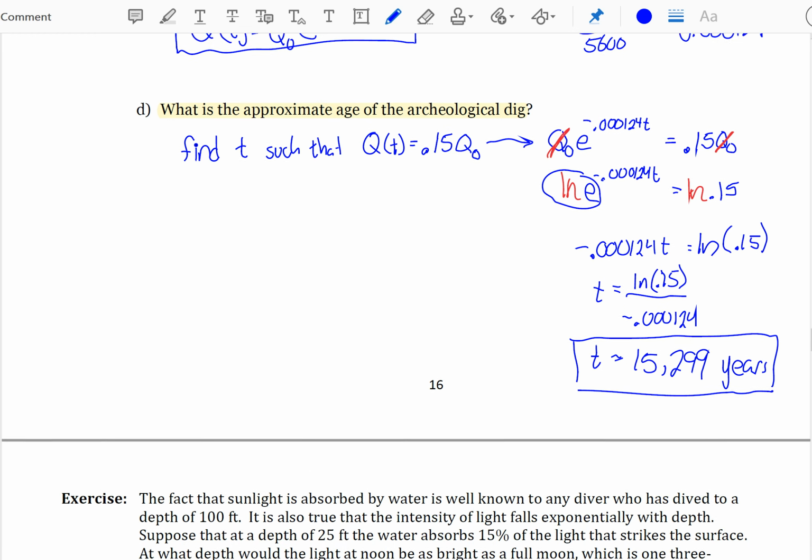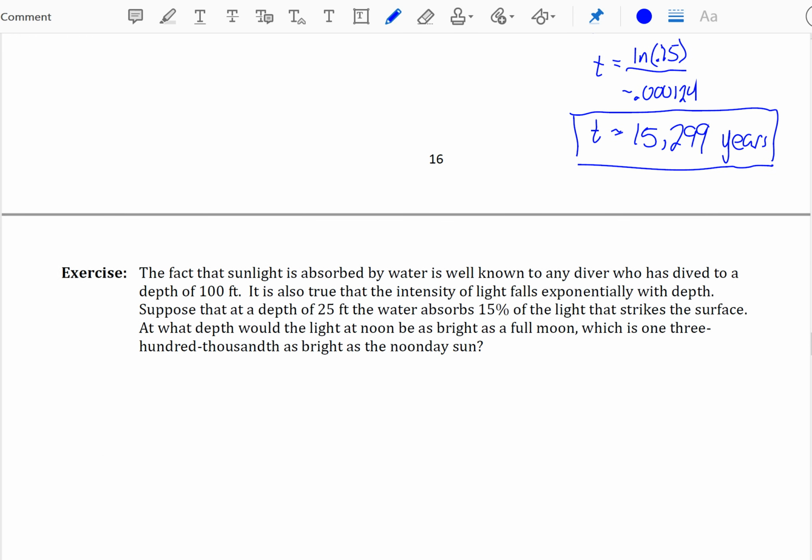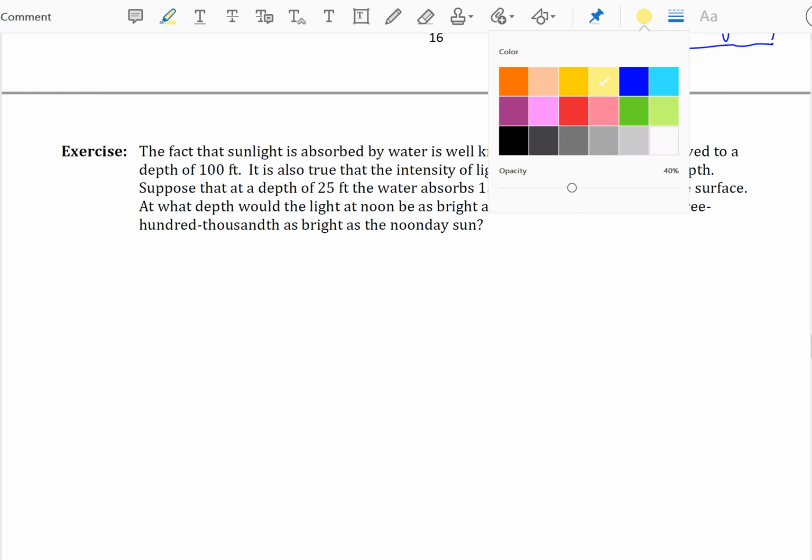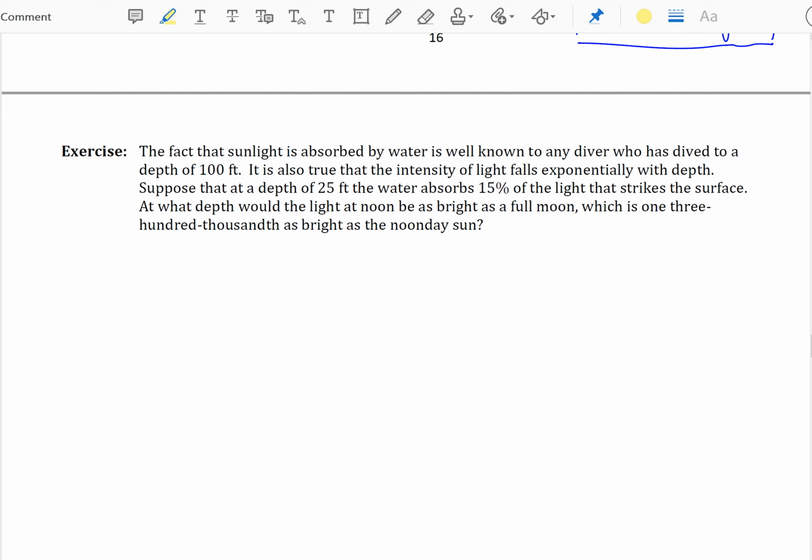Okay, let's try one more question. This will be the last one I have for chapter 2.3. And this is one of my favorite questions, as I'm a scuba diver. I love to go in the ocean and go scuba diving. So here it says, the fact that sunlight is absorbed by water is well known to any diver who has dived to a depth of 100 feet. Now, just so you're aware, 100 feet is incredibly deep when you're thinking about diving as a recreational diver. Most interesting things in the ocean happen between 20 to 40 feet. So 100 feet is very deep.